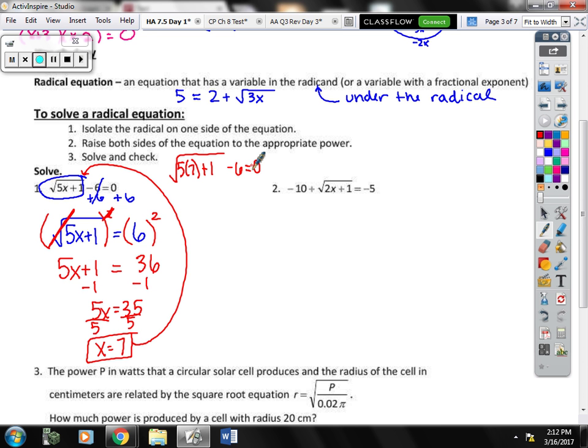So I'll check this one and then we'll check the other. So you would end up doing 35 plus 1 is 36. The square root of 36 is 6. 6 minus 6 is 0. Number 2, very similar. What are we going to do first? Good. Isolate by adding 10 to both sides.